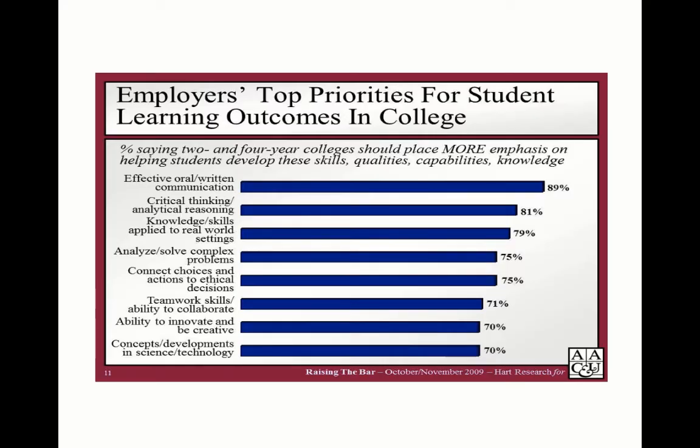I want to talk about the reasons for the way this course is structured, and it's inspired by a survey that was done of employers, asking what skills they want in a college graduate. The top things employers are looking for are being able to communicate effectively, oral and written, think critically, analyze, apply information to the real world, solve complex problems, make ethical decisions, work in a team and collaborate, be creative and innovative, and have some knowledge of science. All these are the things that we're going to be working on in this course, and you will be developing these skills.